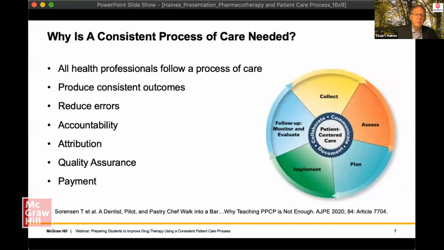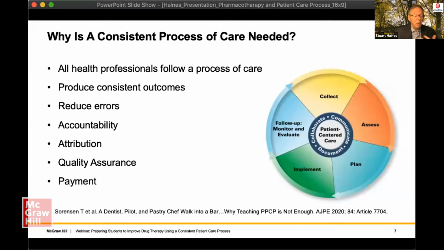So why is a consistent process of care even needed? And we spend a significant amount of time in our curricula. In my school, we actually have two courses dedicated to just teaching students the patient care process. Well, I think one of the reasons why we need to teach a consistent process of care and give students practice delivering using this process of care is that we want to produce consistent outcomes. And we know that by consistently doing the same things over and over again, that we will produce much more consistency in the outcomes that we achieve. So applying a consistent process of care leads to better outcomes.